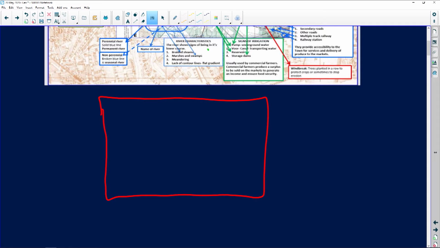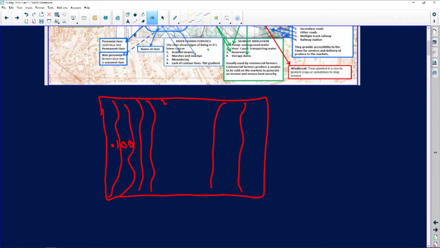Now, for instance, let's say they ask me to draw a cross-section from this spot height, and there are contour lines. So this spot height is 100. Let's assume this is a 1 to 50,000 map. That spot height is 100.